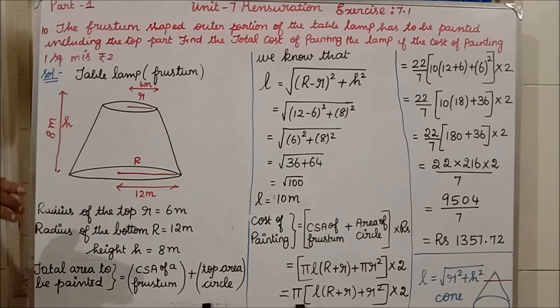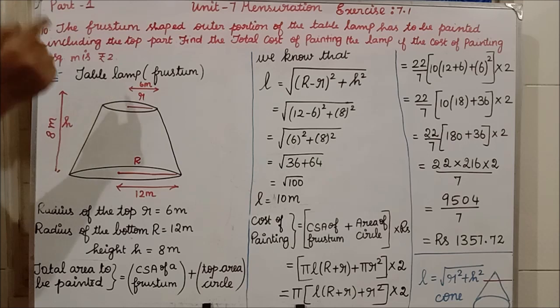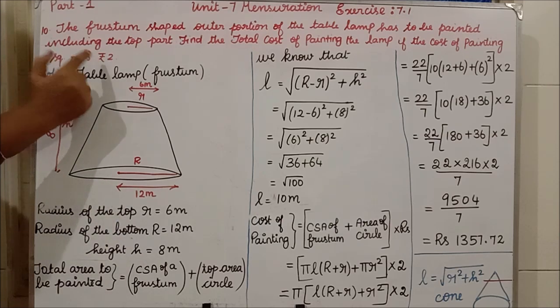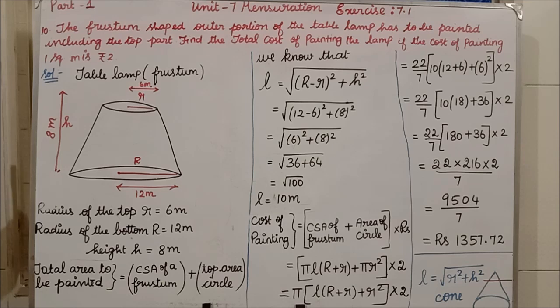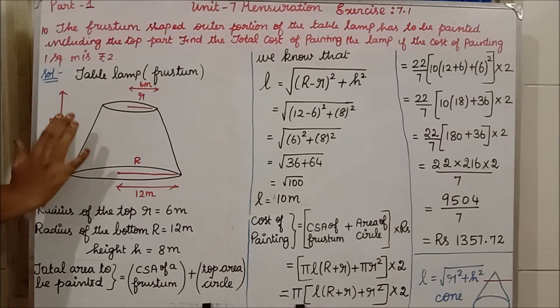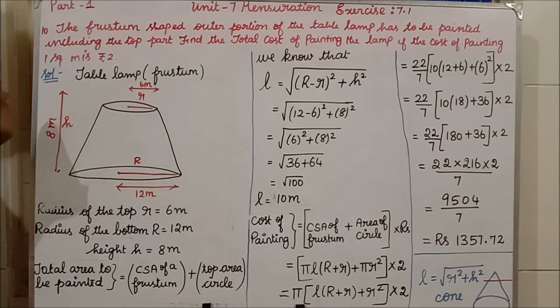Clear now? Clear now some about the frustum? Yes. Now we'll start the 10th question. The frustum shaped outer portion of the table lamp has to be painted, including the top part. Find the cost of painting the lamp if the cost of painting 1 square meter is rupees 2. First, you understand the question. Where do we have to paint? We have to paint the outer portion. So this outer portion we have to paint.